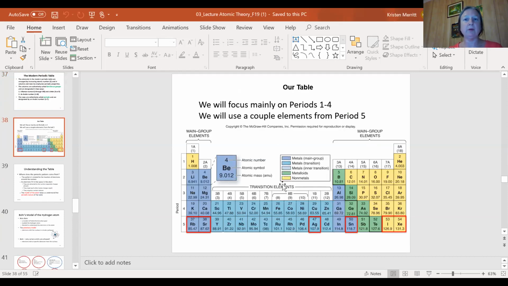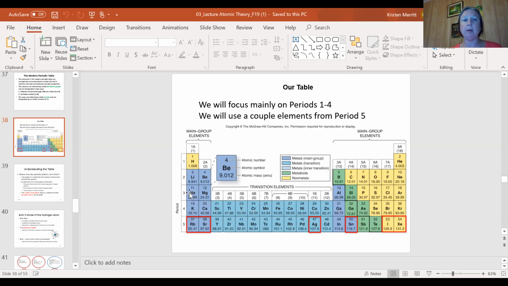So here's the one I'm familiar with: 1A, 2A, 3A, etc. And then in parentheses below, you see the continuous numbering. So you can use either. The main ones that we're going to work with are A, the transitions are B. But we use this to identify the group. So if I say something is in group 5A or 15, and period 3, you can look that up as an address and say, oh, that's phosphorus, right?